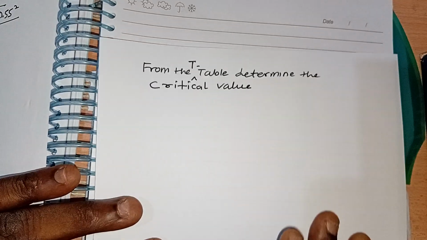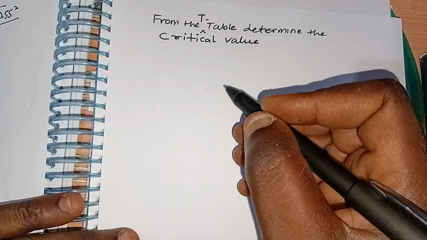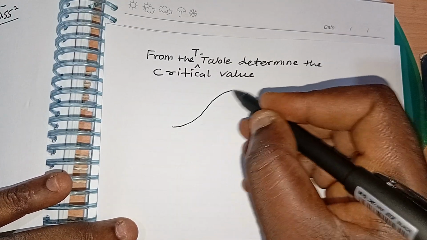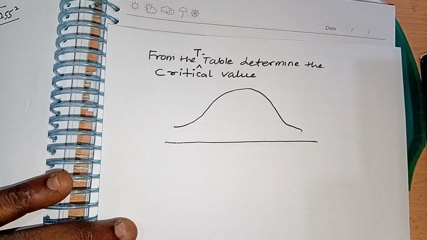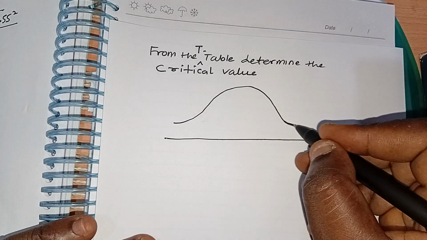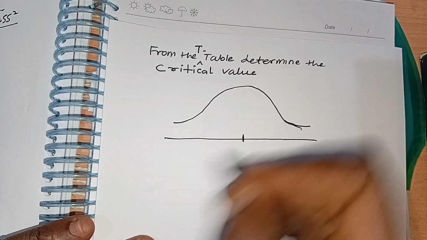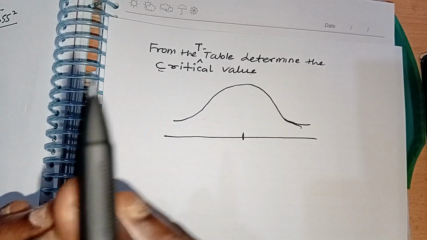Critical value. If I were you, I will use what we call the Gaussian curve. That's the normal distribution curve. So this curve is called the Gaussian curve or the normal distribution curve. All right, so I'm going to determine my critical value.